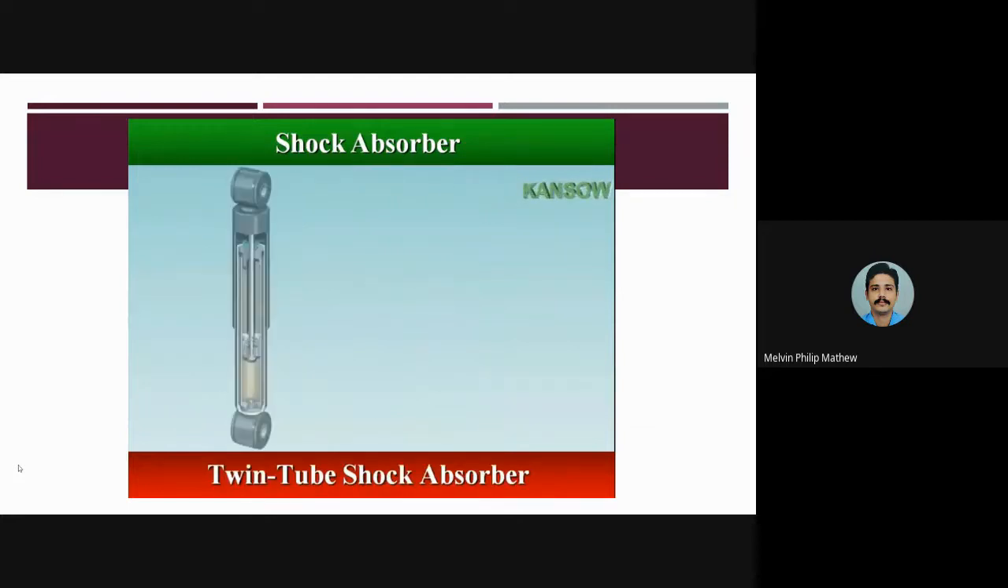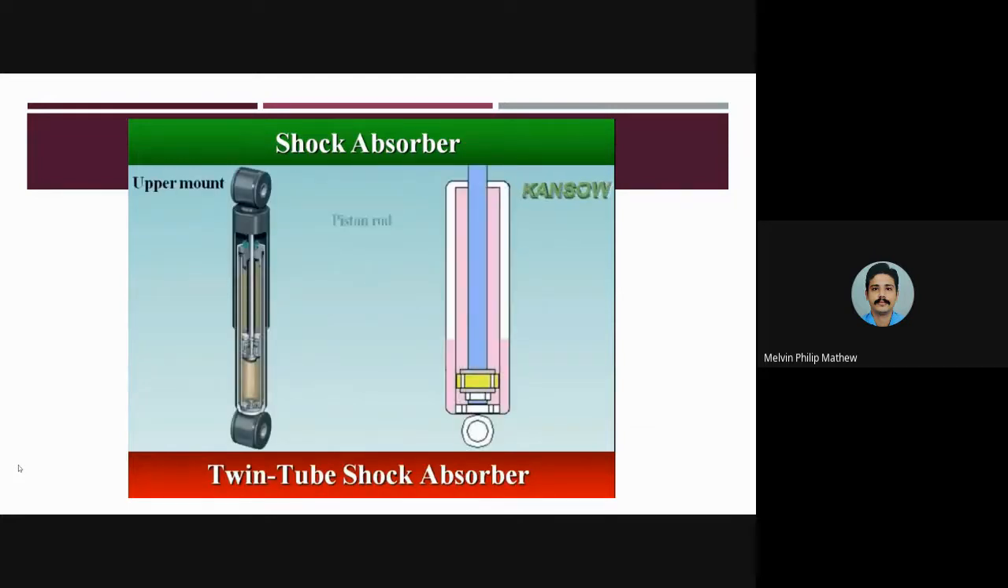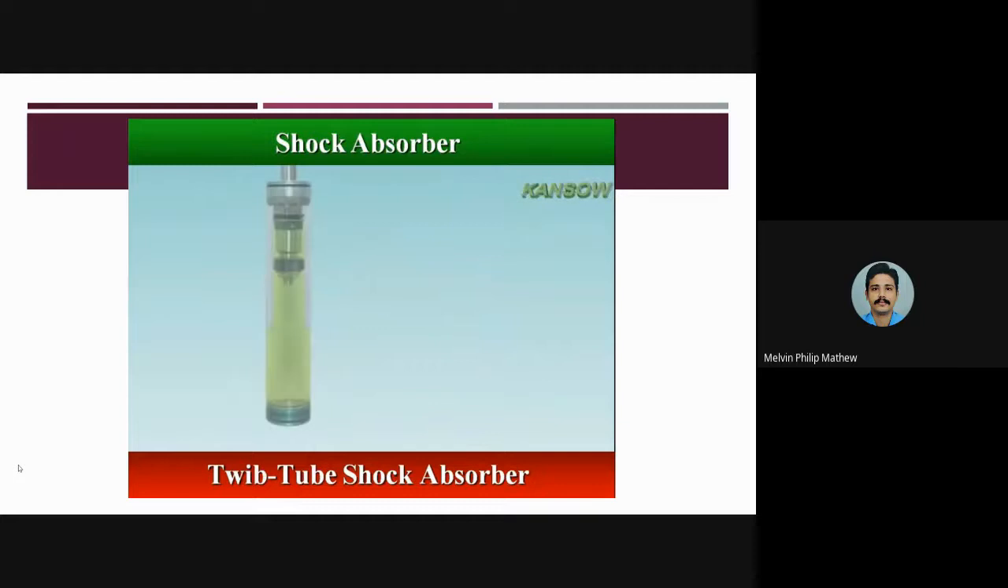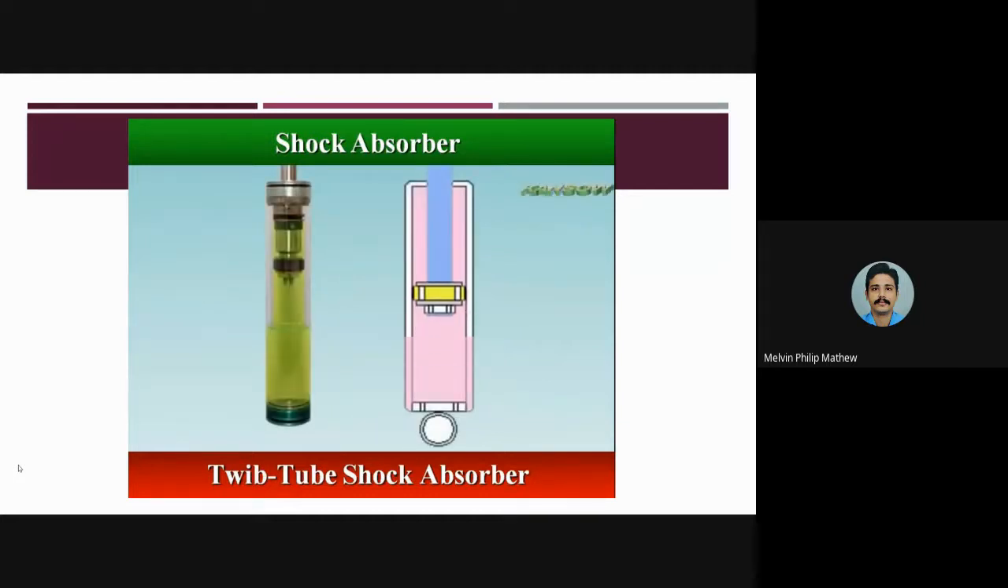Twin tubes have an inner cylinder which moves up and down, and an outer cylinder which serves as a hydraulic reserve. This design allows for an increase in suspension stroke, which provides better ride quality and handling. A valve at the bottom of the shock allows the oil to flow into the reservoir as the piston moves up and down.